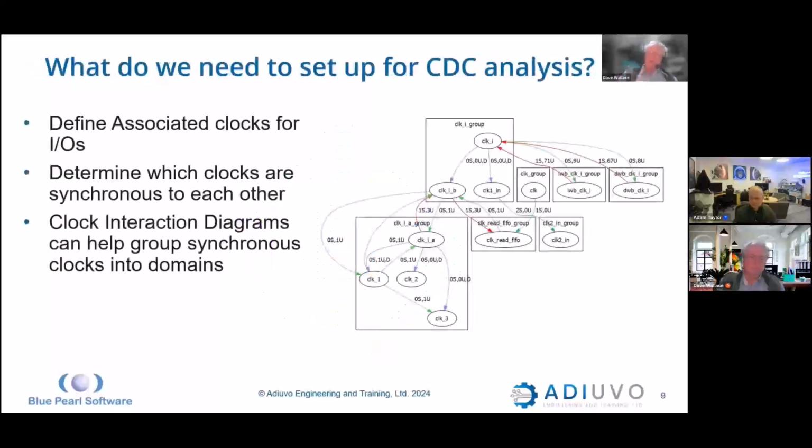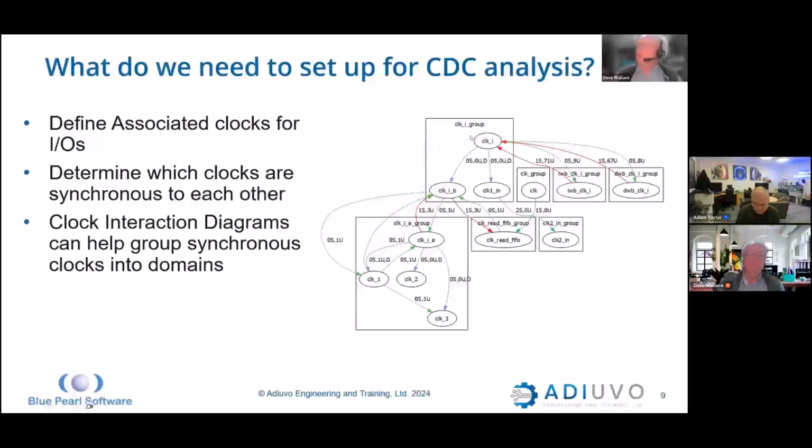First of all, as much as possible, you want to define associated clocks for the IOs so that you can tell the tool as much as you can about what you already know about what clock domains the signals coming in are related to and going out. We also need to determine which clocks are synchronous to each other. Now, that's where a clock interaction diagram can help you group synchronous clocks into domains. And that's what we see in this diagram on the right here.